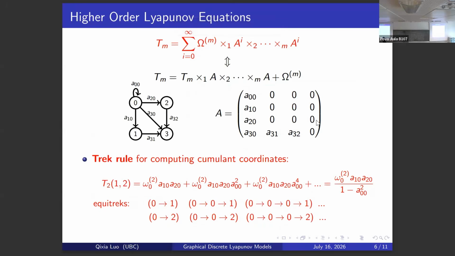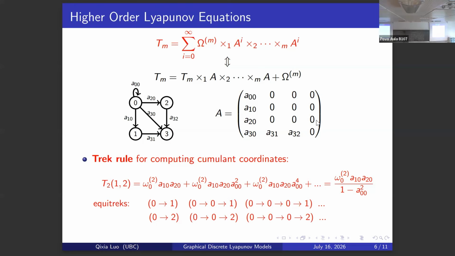So T^2 here is the second order stationary cumulant, and it's just a covariance matrix. Suppose we want to compute the entry at position 1, 2. What you do is look at the graph, and then look for these combinatorial structures called equitreks that end at 1 and 2. So what are they? They're just a pair of directed paths that have the same source. The first path has to end at 1, and the second path ends at 2, and both paths have the same length.